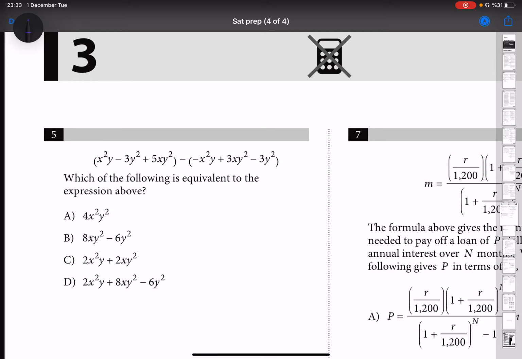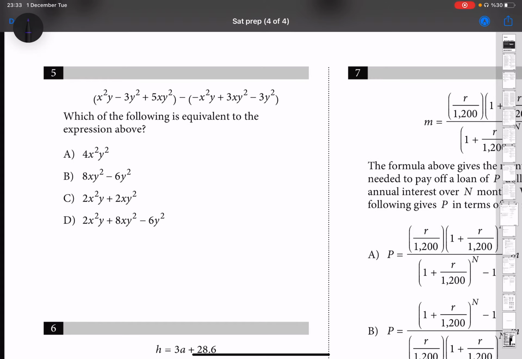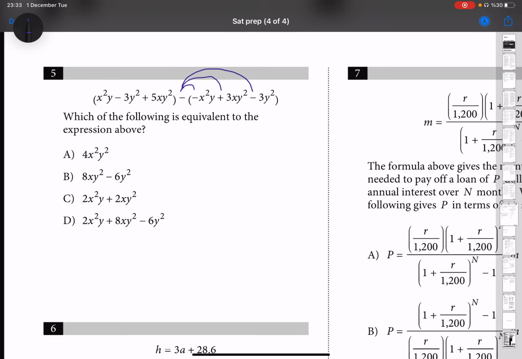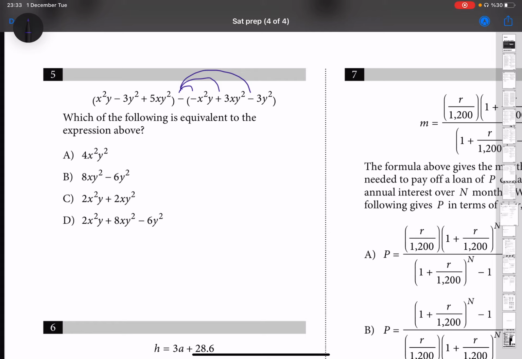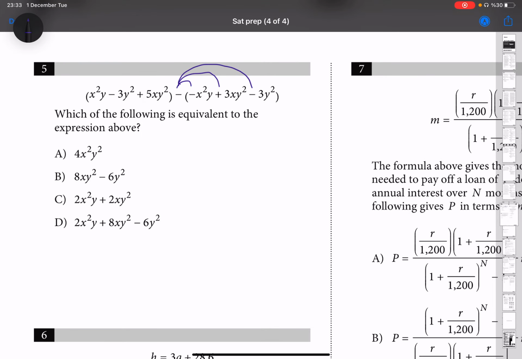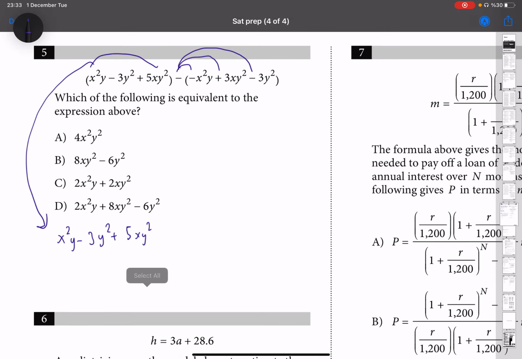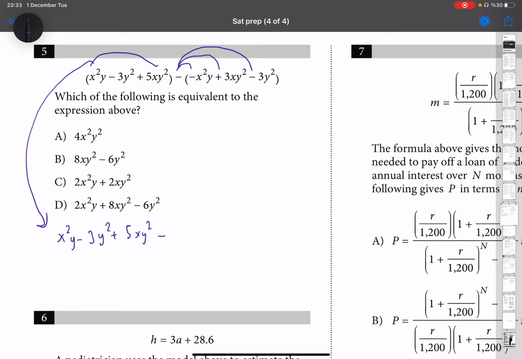Let's move on. Which of the following is equivalent to the expression above? Let's multiply the minus with the inside of the parentheses first. x squared y minus 3y squared plus 5xy squared. I wrote the exact same thing in this parenthesis, and multiply with the minus with the second parenthesis: minus 3xy squared plus 3y squared.